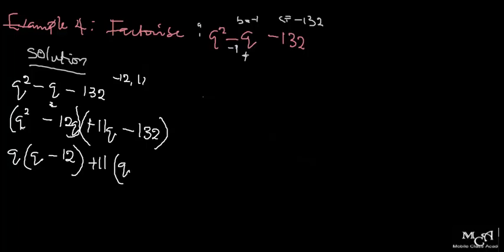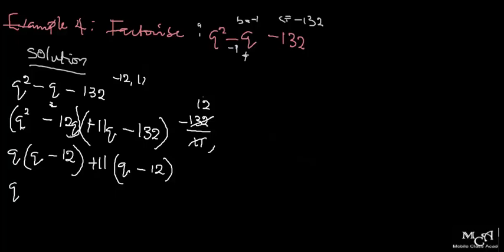So if we take out plus 11 from minus 132, what do we get? This goes here 1, this goes here 12. We are left with minus 12. So plus 11 times q will give me plus 11q. Plus 11 times minus 12 will give me minus 132. Are we together? So if that is the case, we have q into bracket q minus 12 and plus 11 into q minus 12 bracket, right? So we have this q outside the bracket and we have 11 outside the bracket.